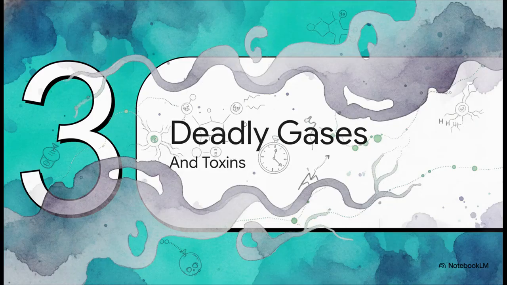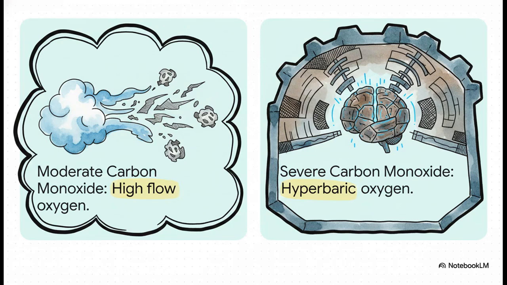Okay, Section 3, deadly gases and toxins. We are now entering the territory of terrifyingly invisible killers. Gases like carbon monoxide and cyanide infiltrate the body silently. Notice the necessary escalation of care here. With carbon monoxide, a moderate exposure just needs high-flow oxygen to flush the toxin out of the red blood cells. But severe cases, they require the intense pressure of hyperbaric oxygen therapy.